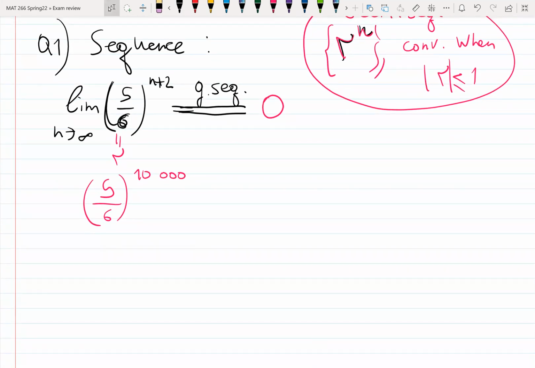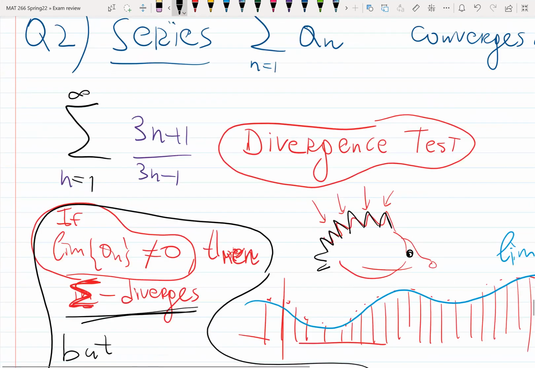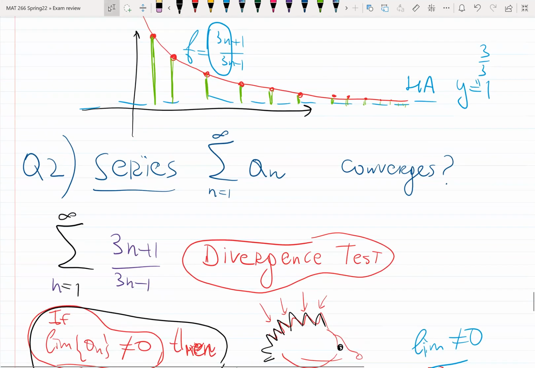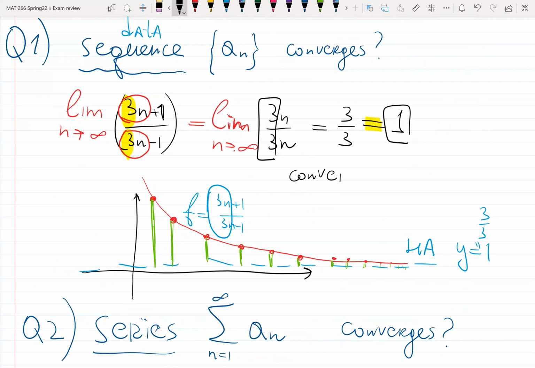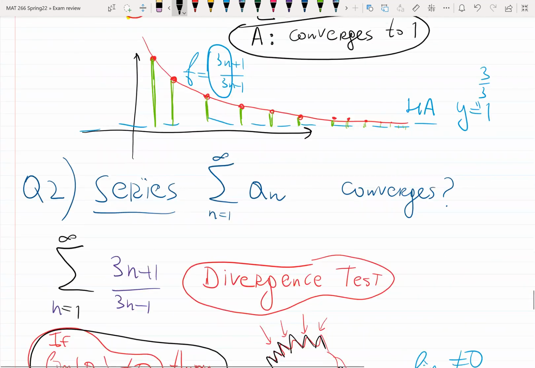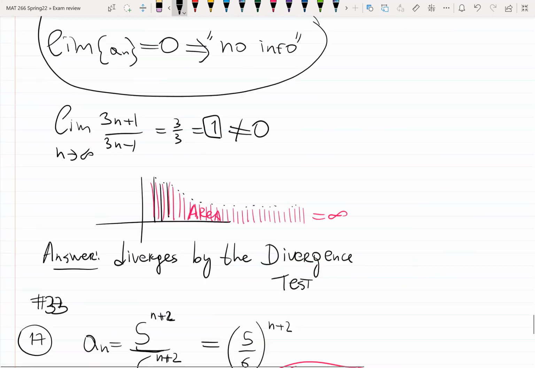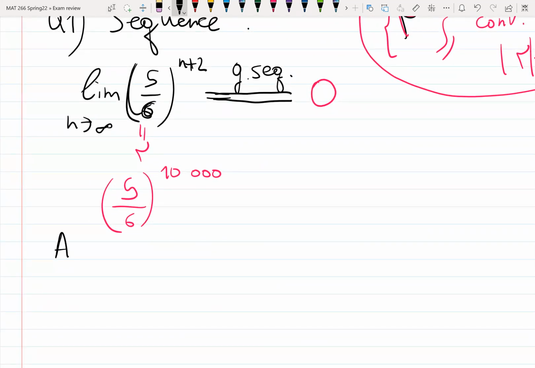The sequence converges to 0. Did I say it last time? Oh, I never answered the previous one. Okay, yeah, this one: the sequence converges to 1. That is the answer for part 1 of the previous question. But for the second part of that question, I said the answer diverges by the divergence test. How about here? Answer 1 is converges to 0.